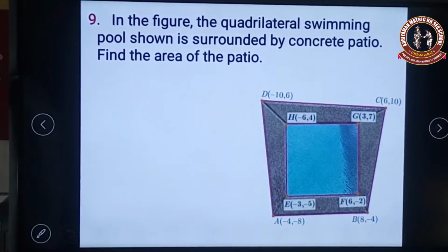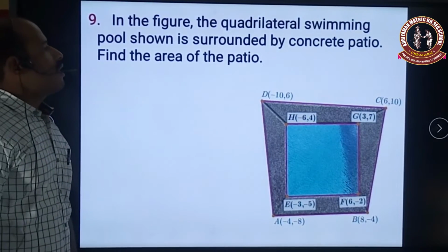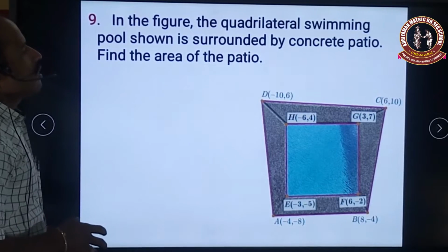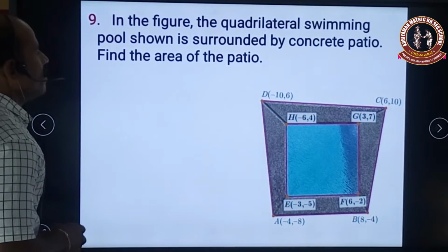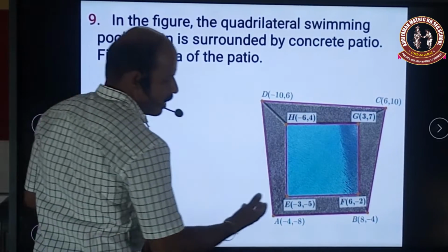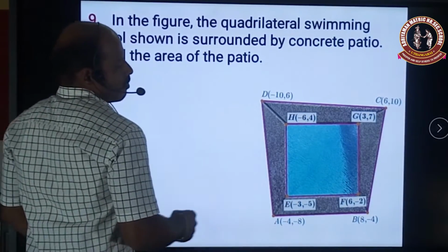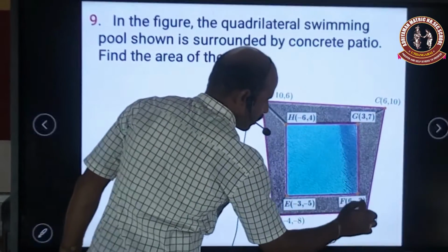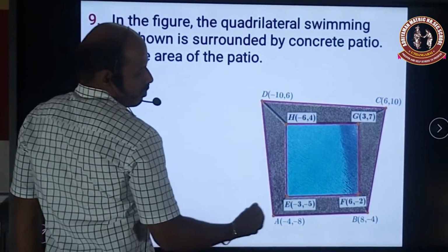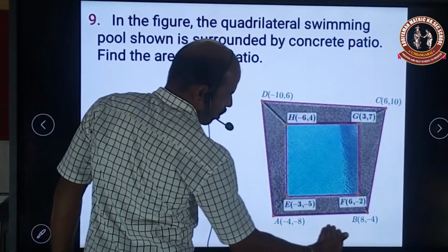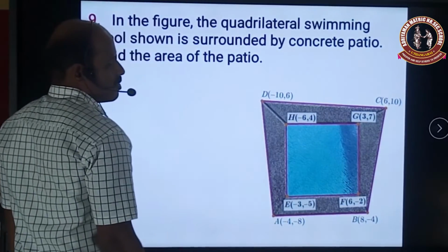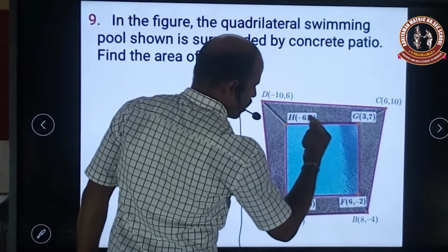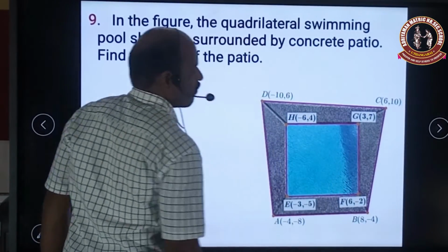Okay, students, next sum. Exercise 5.20, 9th sum. In the figure, the quadrilateral swimming pool zone is surrounded by a concrete patio. Find the area of the patio. Let's see the diagram. This is the swimming pool. This place is the concrete patio. Given points are A, B, C, D, which form a quadrilateral. Next, E, F, G, H, which also form a quadrilateral.